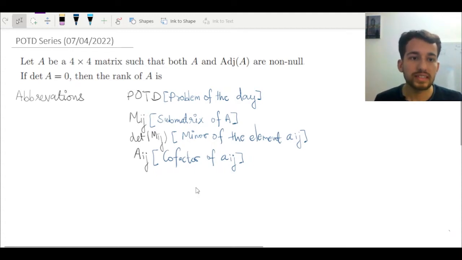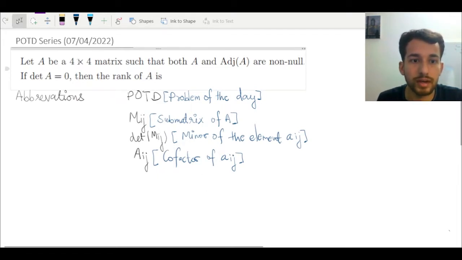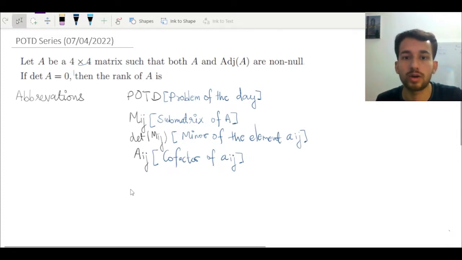Today I'll be going to discuss a problem which was uploaded on 7th of April. So let's start with the problem. What we are given: a 4 by 4 square matrix A such that both A and its adjoint are non-null, that is, they are not null matrices. Further, it is given that its determinant is 0, and we have to find the rank of the matrix A.